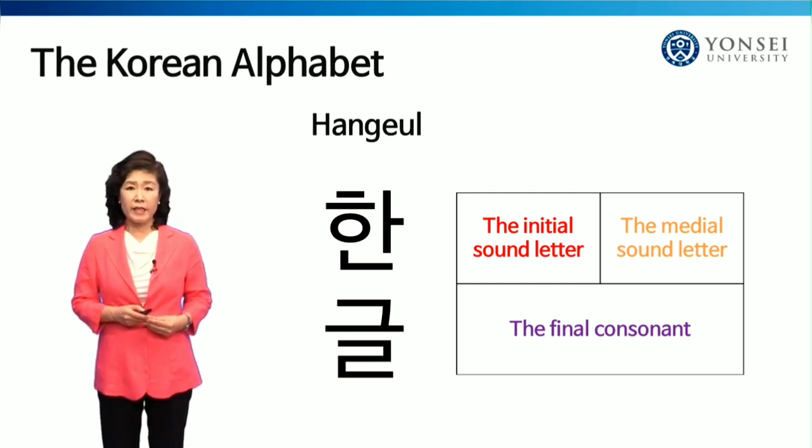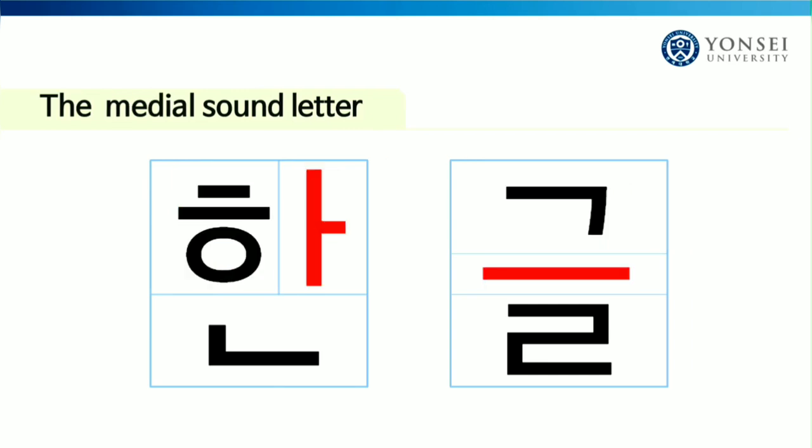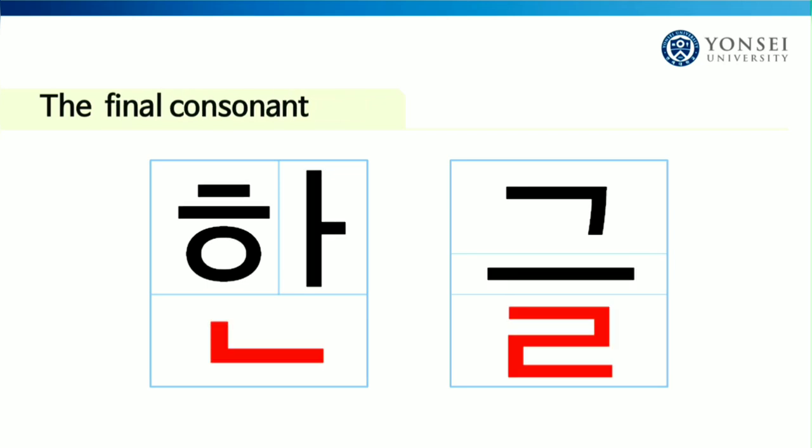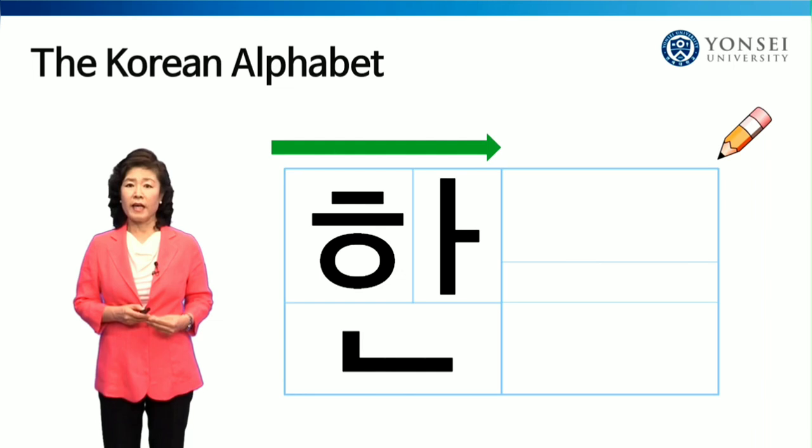In fact, it is simple, one of the most simple and logical writing systems in the world, and we are justifiably proud of it. Hangeul is composed of a consonant and a vowel, forming one syllable. In each syllable, there is a beginning consonant or initial sound, a middle vowel or medial sound, and an optional final consonant that forms a character. Hangeul is written from left to right and top to bottom.